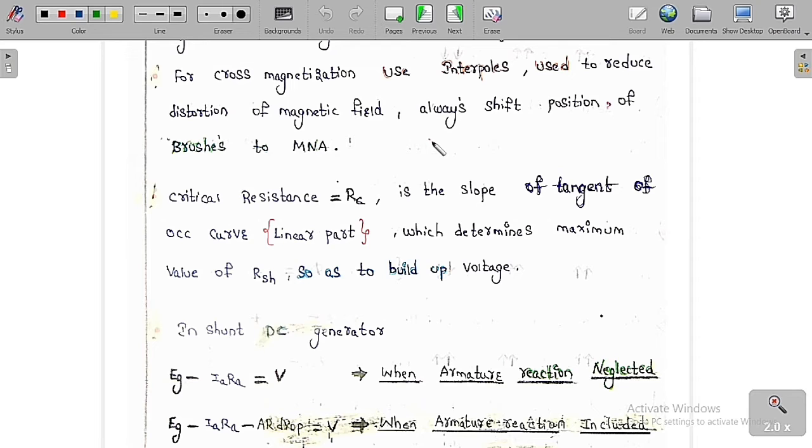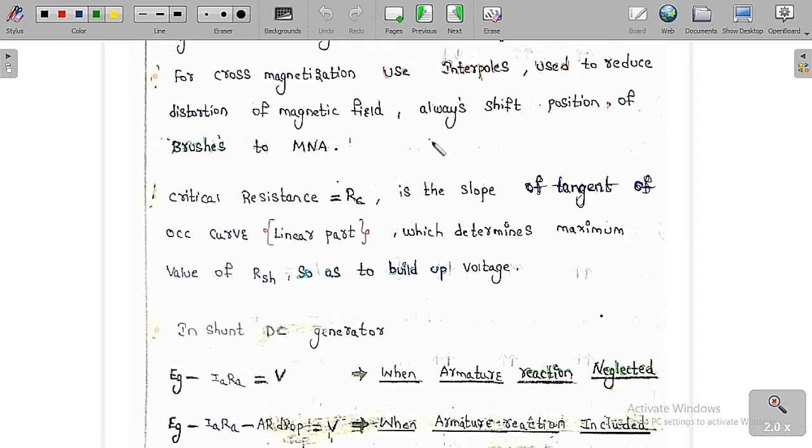If you want to eliminate the demagnetization, use extra winding on the series field winding of the main field winding. If you want to eliminate the cross magnetization, then use the interpoles. Otherwise, what is going to happen if you are not going to use interpoles? Because of this cross magnetization, there is a distortion in the flux, and it is also going to shift the brushes from GNA to MNA. So this is a very big pain. That is why I recommend you always use the interpoles to remove this cross magnetization effect.